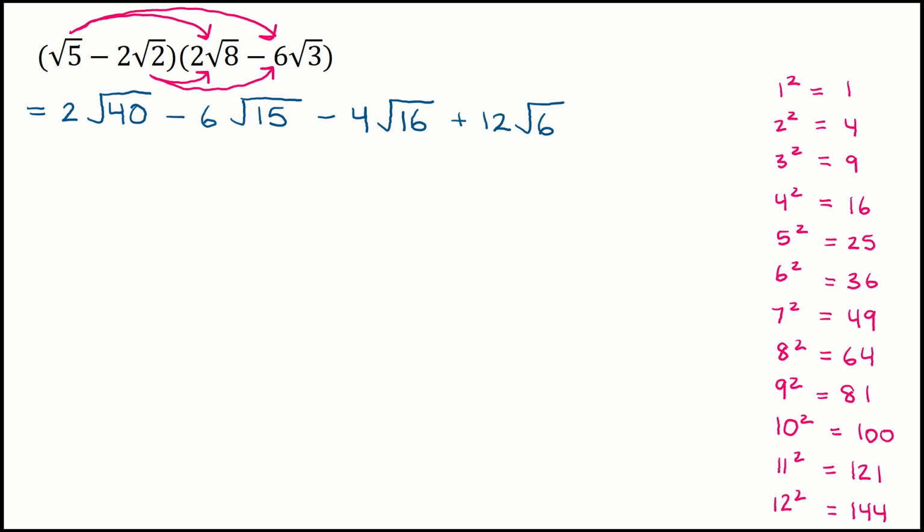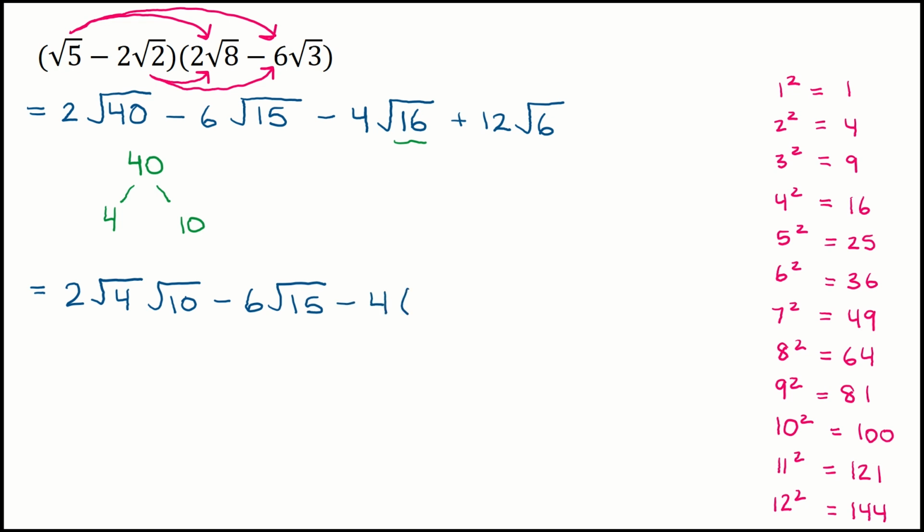Let's see if we can simplify these. I'm noticing right away that 40 is divisible by 4, which is your perfect square, as well as 10. And 16 is a perfect square. It just works out to 4. So if I simplify this, I'm going to turn it into 2 times root 4 times root 10 minus 6 root 15 minus 4 times 4 plus 12 root 6.